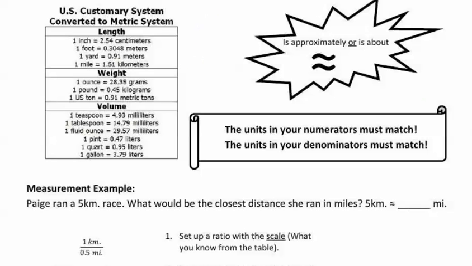Let's talk about measurement and scale proportions. You'll need to be familiar with the U.S. customary system converted to metric system. You'll also need to know that this symbol here that looks like an equal sign that is curved means approximately or about. When setting up a proportion, make sure the units in your numerator match and your units in the denominator match.